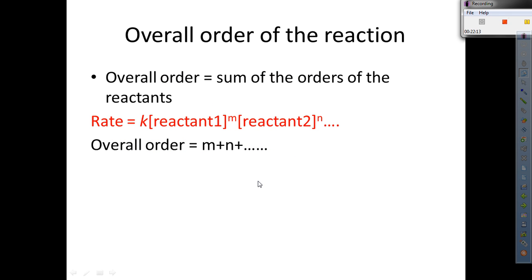How do we get what's called the overall order of a reaction? Well, that's super easy. The overall order is the sum of the orders of the individual reactants. So, if rate is equal to k times the concentration of reactant raised to the m, times the concentration of reactant 2 raised to the n, what's the overall order? It's m plus n plus any others that might have an order. That's what overall order is.